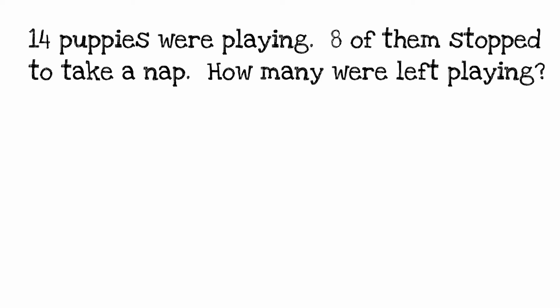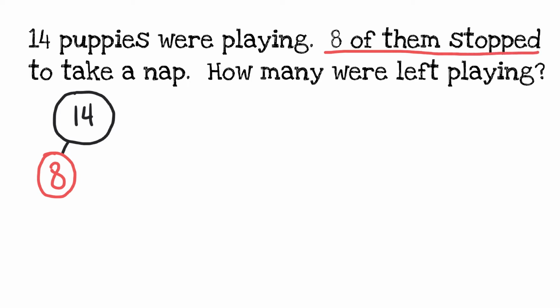First thing I want us to do though is I want us to make that number bond. So here's our number bond, and we know that we have 14 total. And we have one group of 8 that stopped to take a nap. So we're going to have our group of 8 right here that stopped to take a nap. So 8 stopped for a nap. Then we have our group that's our unknown, and that is our group that were left playing. So how many were left playing? So let's go ahead and put that also on our number bond. But we're going to leave that part blank, because that is going to be our unknown. So let's go ahead and put that down as our unknown.